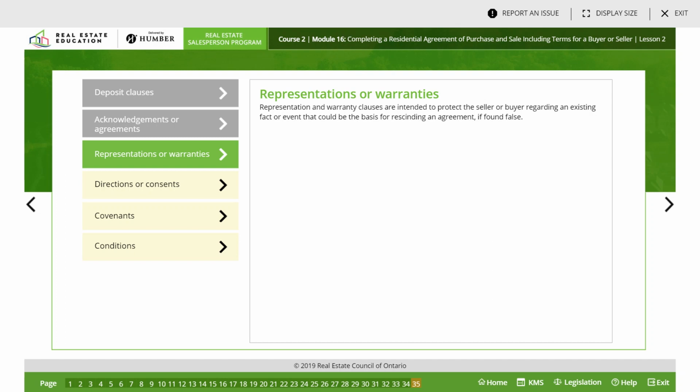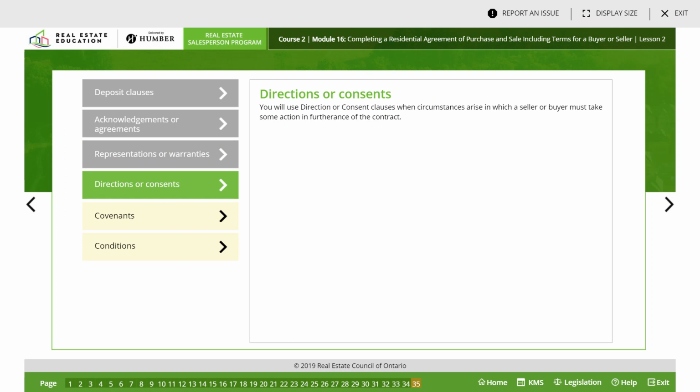Oh my god, I can't pronounce this word. Rescinding. I'm just going to say rescinding an agreement if found false. If I pronounce that wrong, please correct me. Let me know what I did wrong. Okay, cool. Next, moving on.